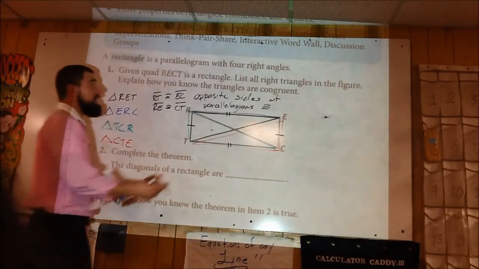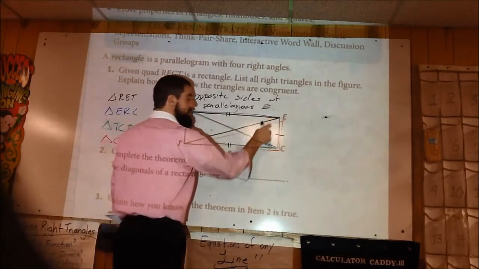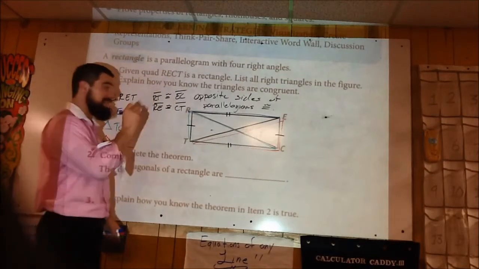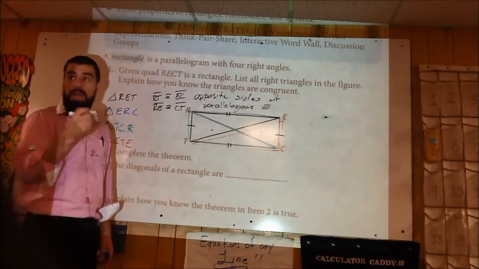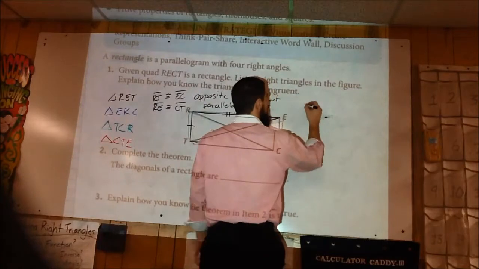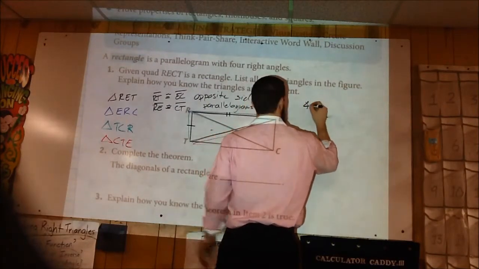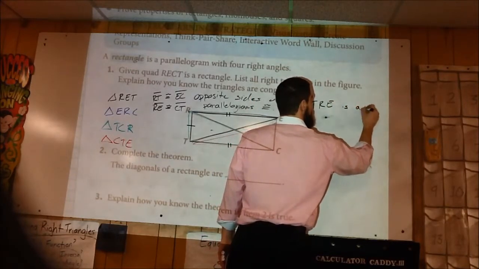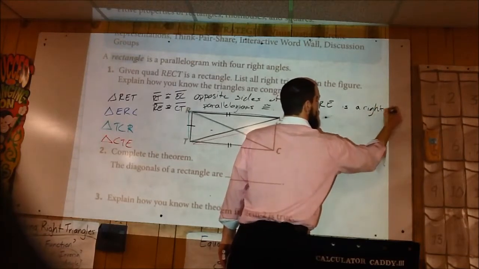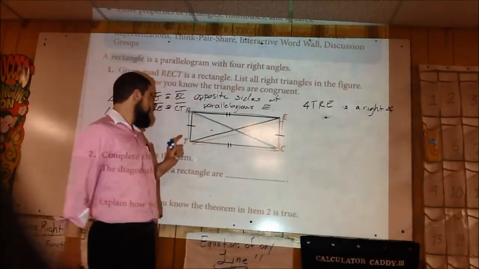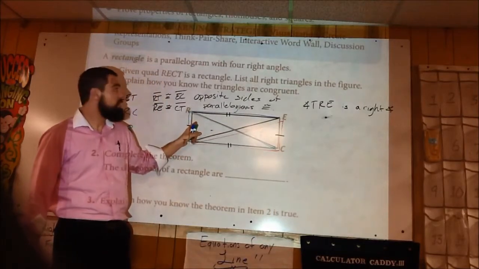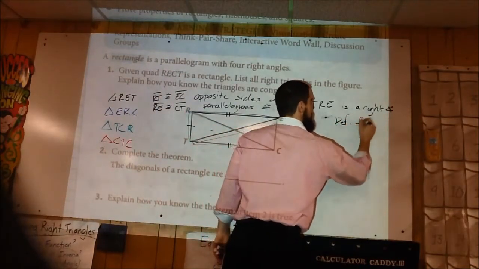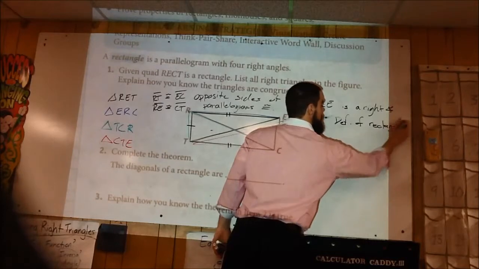Then I know that this is a rectangle, so all four of the interior angles are right angles. If this was a proof, I would have to list those out. By definition, all of those angles are right. Just as an example, I'd say angle TRE is a right angle. And how do I know? What's the definition of a rectangle? That's four right angles. Correct.